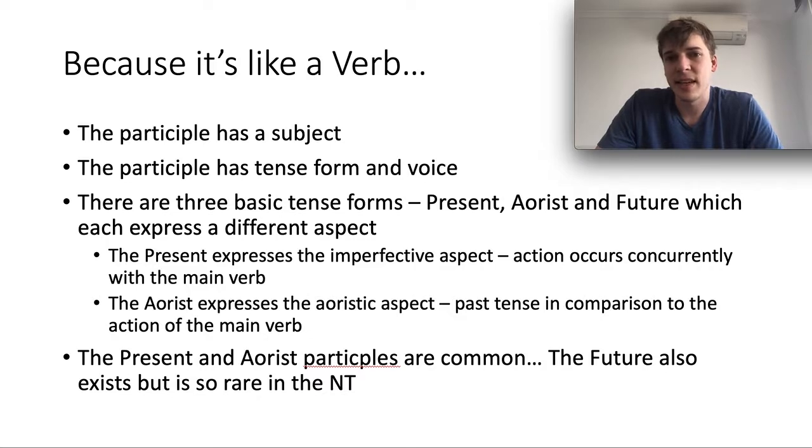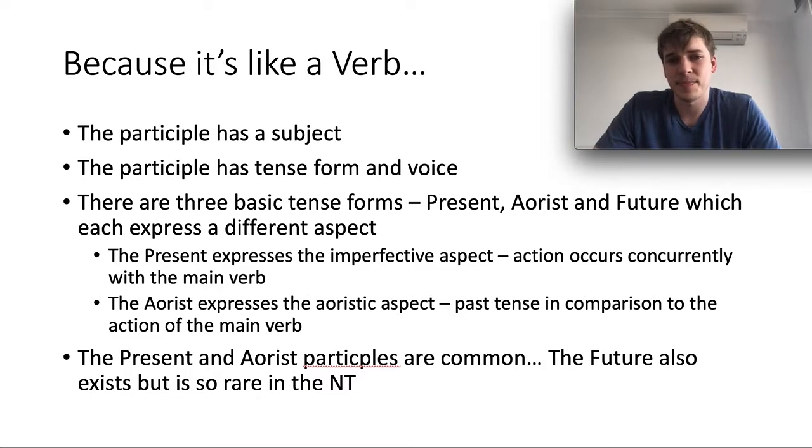Like I said, it is a verb, and essentially it's like a verb. The participle, therefore, has a subject. It also has a tense form and voice. And there are three basic tense forms, the present, the aorist, and the future, which each express a different aspect.